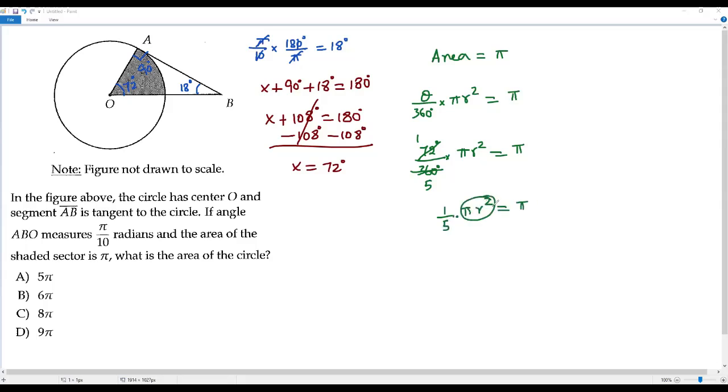My aim is to solve for pi r squared. So I have to get rid of this 1 over 5. For that I multiply both sides of this equation by 5. When I do so, this 5 will cancel out. So 1 times pi r squared is just pi r squared, and 5 times pi can be written as 5 pi. As I said earlier, this represents the area of the circle. Therefore, the area of the circle equals 5 pi square units. We find 5 pi in answer choice A. The correct answer choice for this question is A.